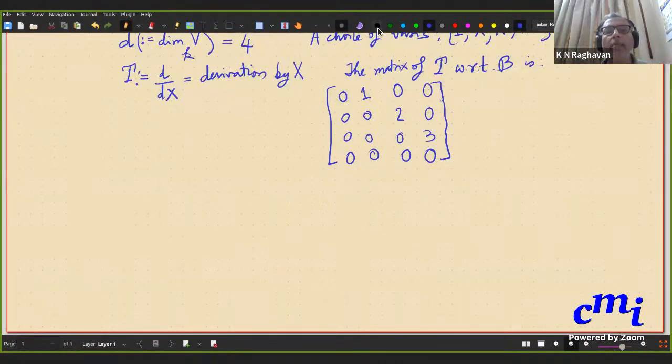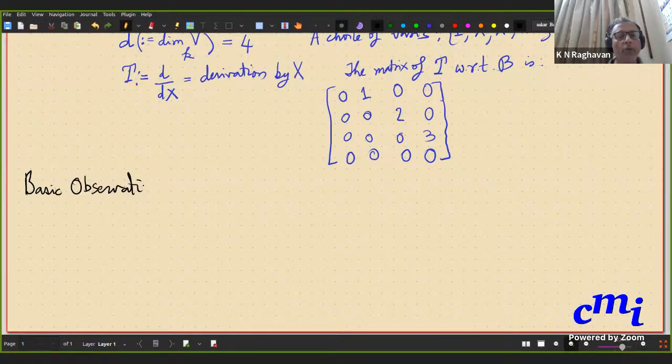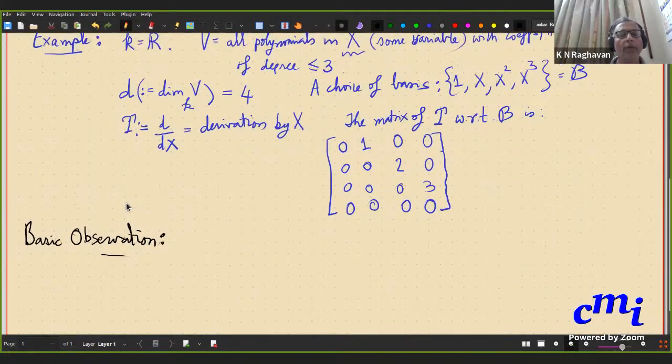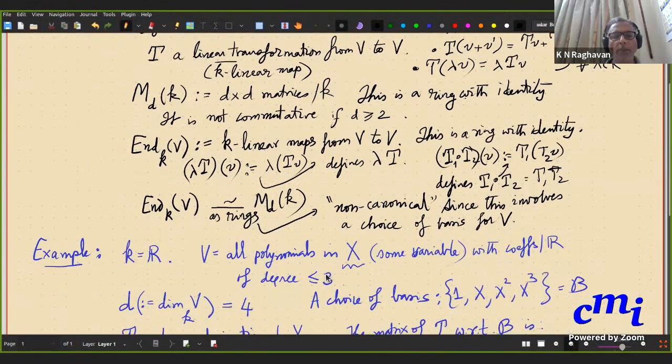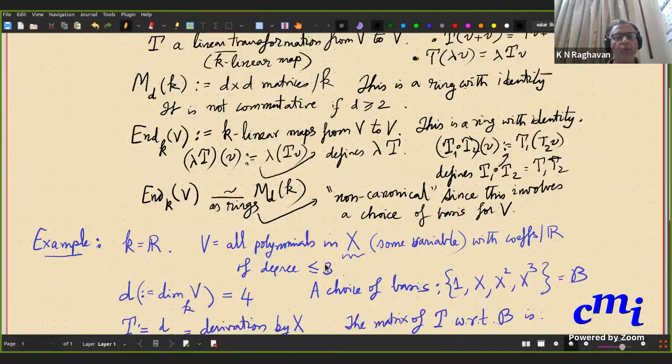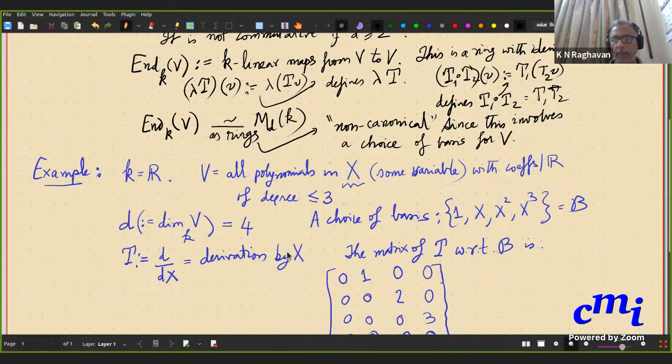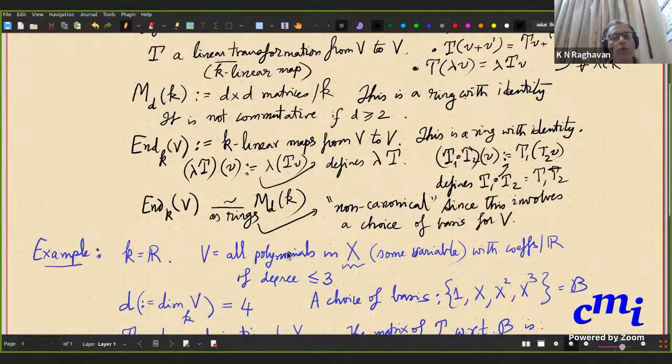Now let's get back to our theory. I'll change color, I'll go back to black. So here is the basic observation that underlies everything that we are going to do. We have a field such as this. In this example, it was R. We have a vector space. In this example, it was all polynomials of degree at most 3. And we have a linear transformation, which in this case was the derivative by x. But it could be some other arbitrary linear transformation.